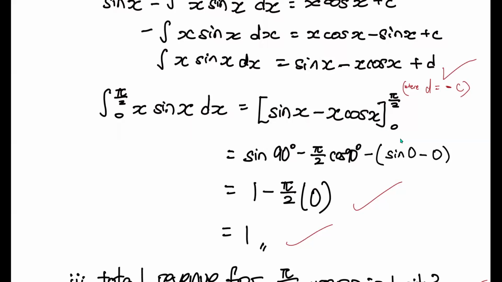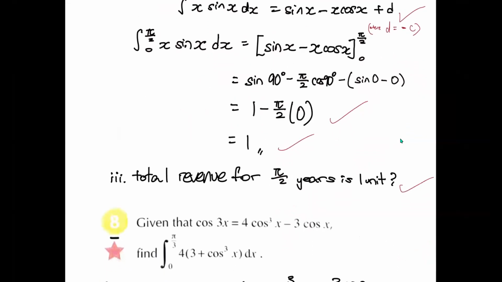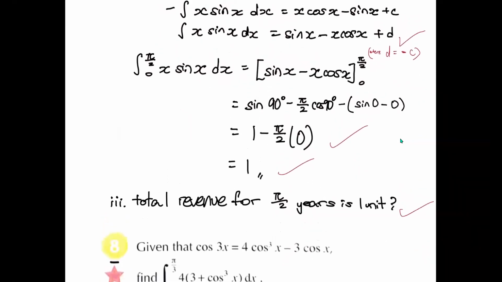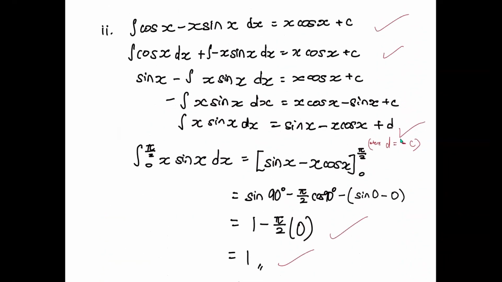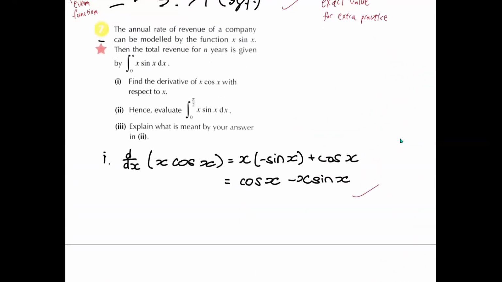Okay, good. So now, your integral, this one is fine. This one, the interpretation: yes, total revenue for pi over 2 years is 1 unit, $1, whatever is the money or units they use. Because here they say annual rate of revenue. It's not just the revenue, it's the rate of revenue.